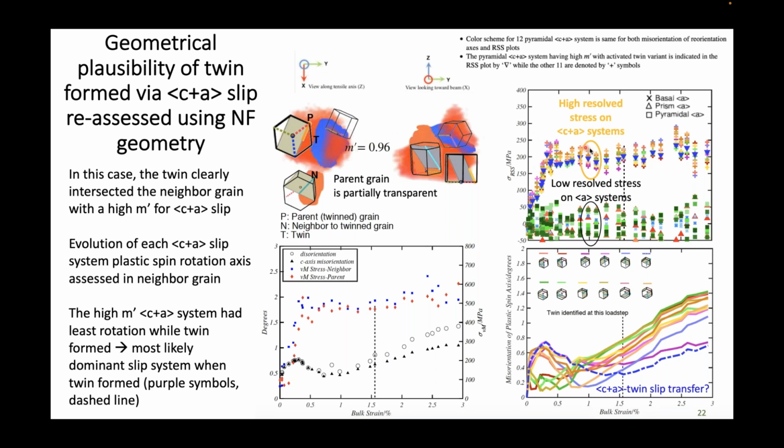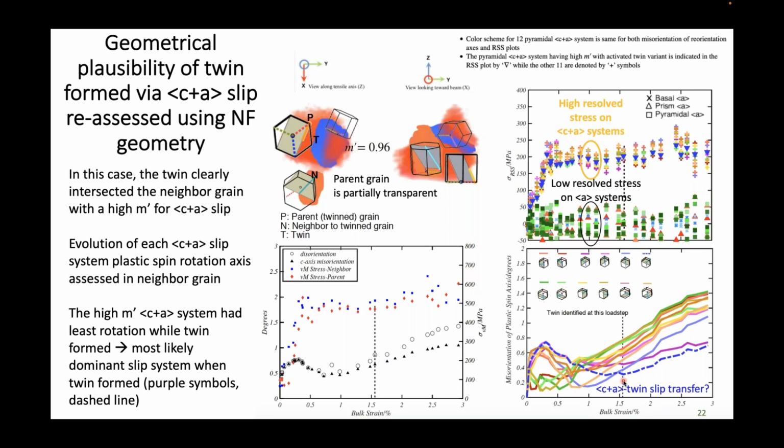What we can do is plot the resolved shear stresses on all the C+A slip systems in this neighbor grain, and the purple one is the one that is observed right there, and it's somewhere in the middle of the pack in terms of the resolved shear that's operating on it. But we can also use the way that the lattice rotates in the neighbor grain. If the neighboring grain has this particular slip system active, then there's going to be a rotation axis associated with that slip system. And that rotation axis will not change very much as that slip system operates, whereas other rotation axes for other C+A slip systems would rotate more as the sample deforms.